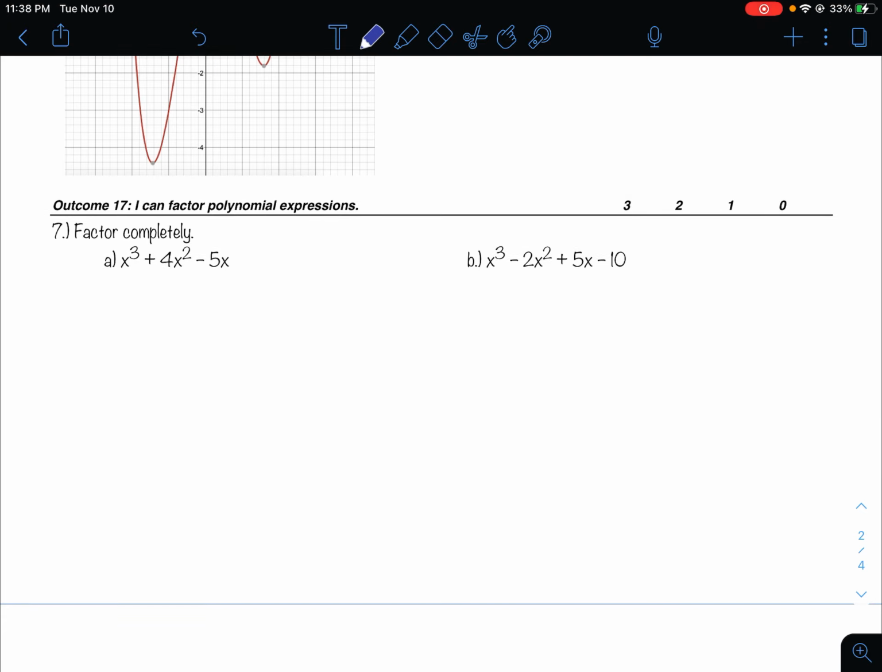Outcome 17 actually brings us to factoring polynomials. So you're going to have two types of factoring in these polynomials. One's going to be a GCF and the other one's going to be grouping. You'll notice the difference right away in that one has 4 terms and one has 3 terms.